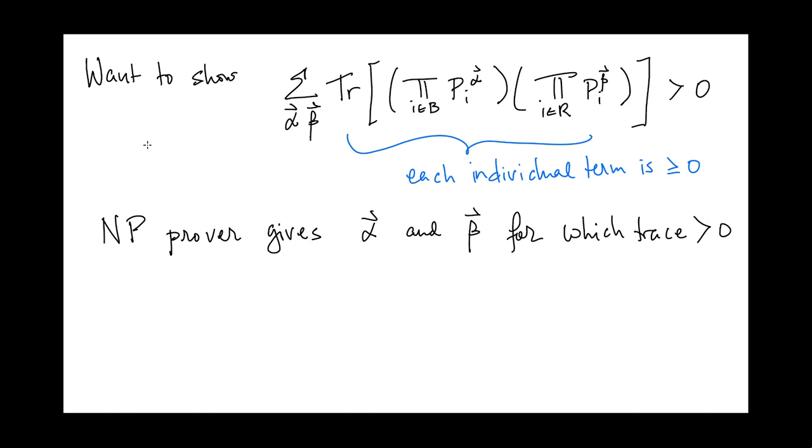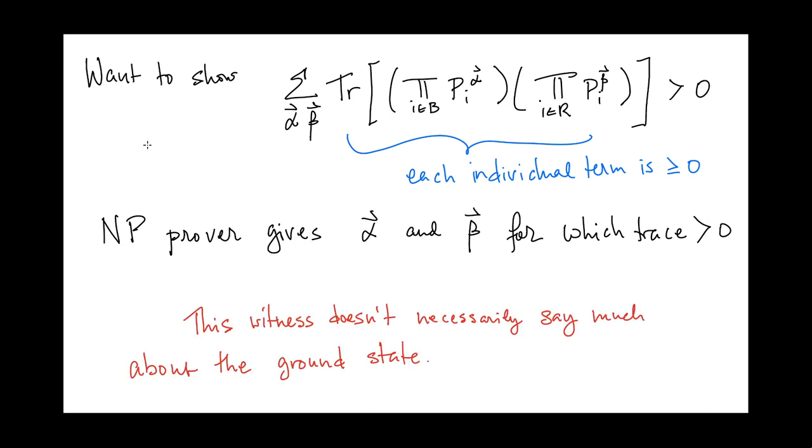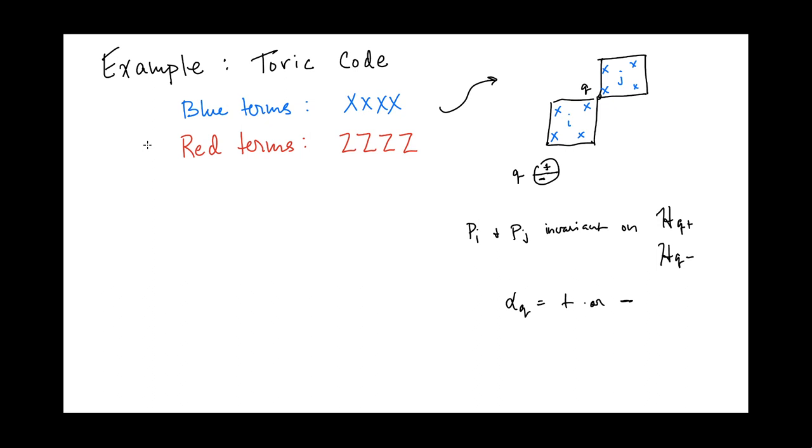Okay? So it's actually instructive to look at what this means for the toric code. So the witness doesn't say much about the ground state itself. So let's see what this would look like for the toric code. The blue terms are xx, so I'm dividing things up according to plus and minus. And pi and pj are certainly invariant over this way of dividing things up. And the alpha tells you for a particular qubit whether you're in plus or minus. Similarly for the red terms, but now beta is telling you 0 or 1, okay?